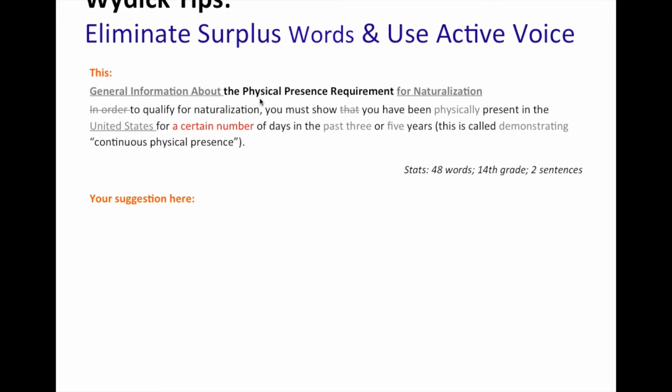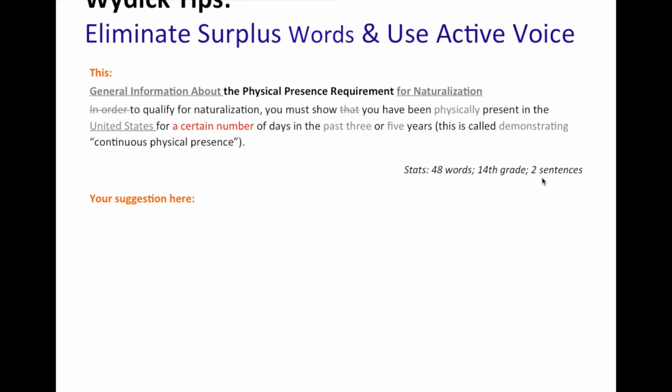Before we go on to a better way of presenting this information, let's look at the readability stats. This text has 48 words, it's at the 14th reading grade level, and it has 2 sentences. What do you think of that? Too long? Too short? Okay, let's see what you can do with this text to make it easier.